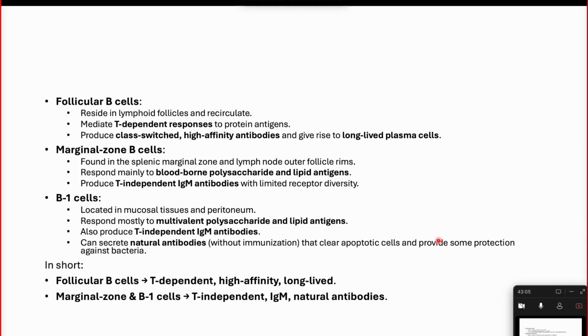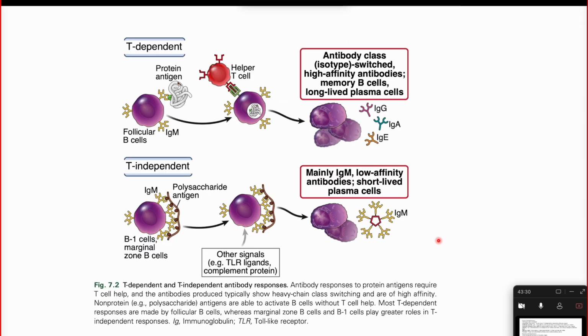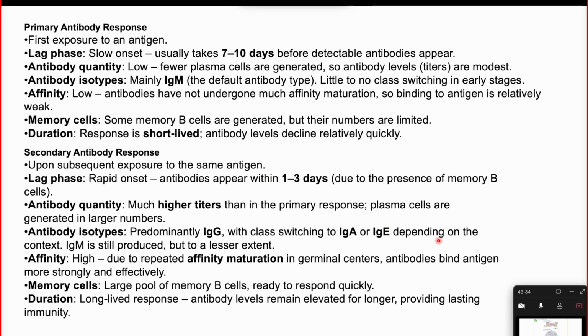Overall, follicular B cells are T-dependent, high in affinity and long-lived, while the marginal zone and B1 cells are T-independent, majorly IgM, which is not that diverse, and natural antibodies. When we talk about primary antibody responses, all these things will become a little more clear because I have their representation in the coming slides.